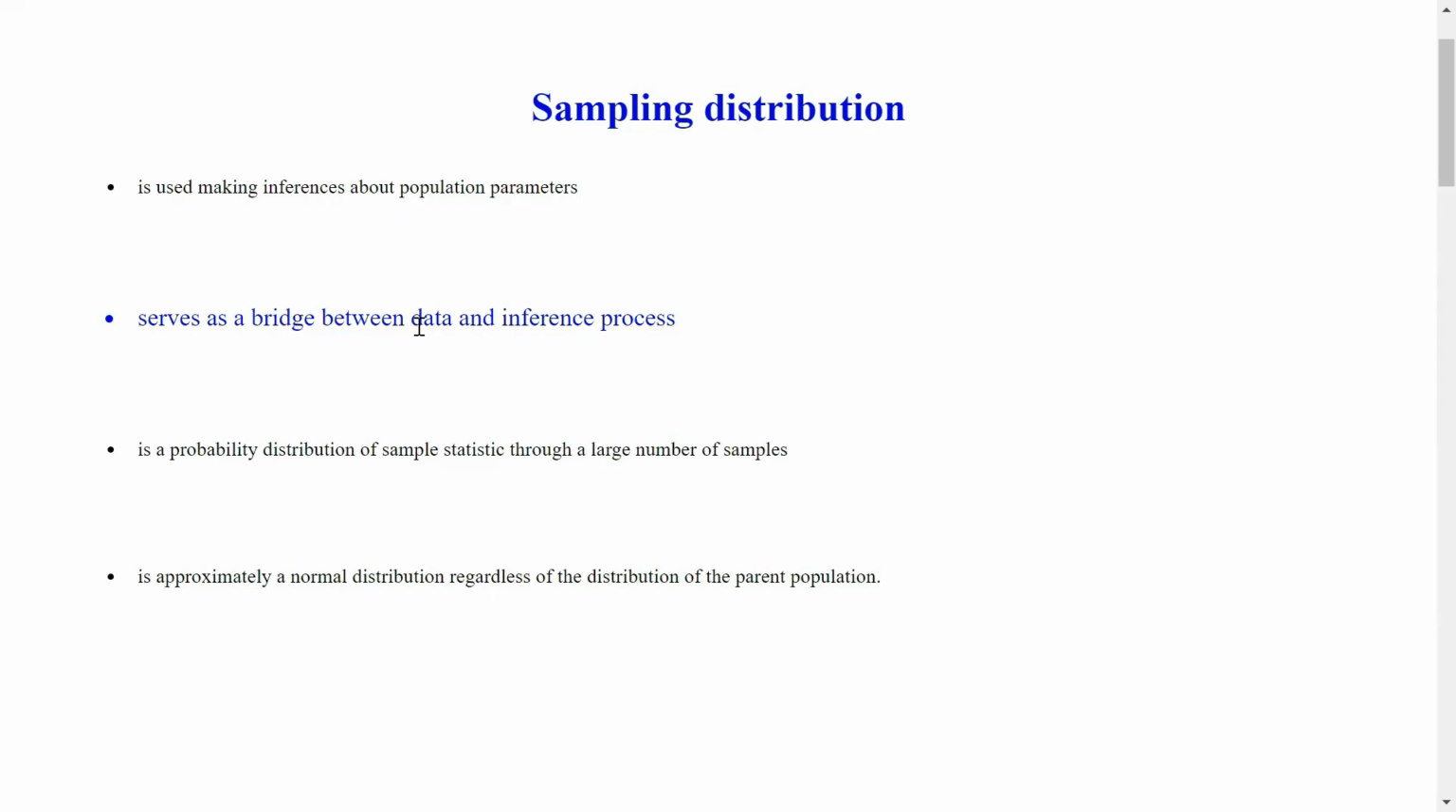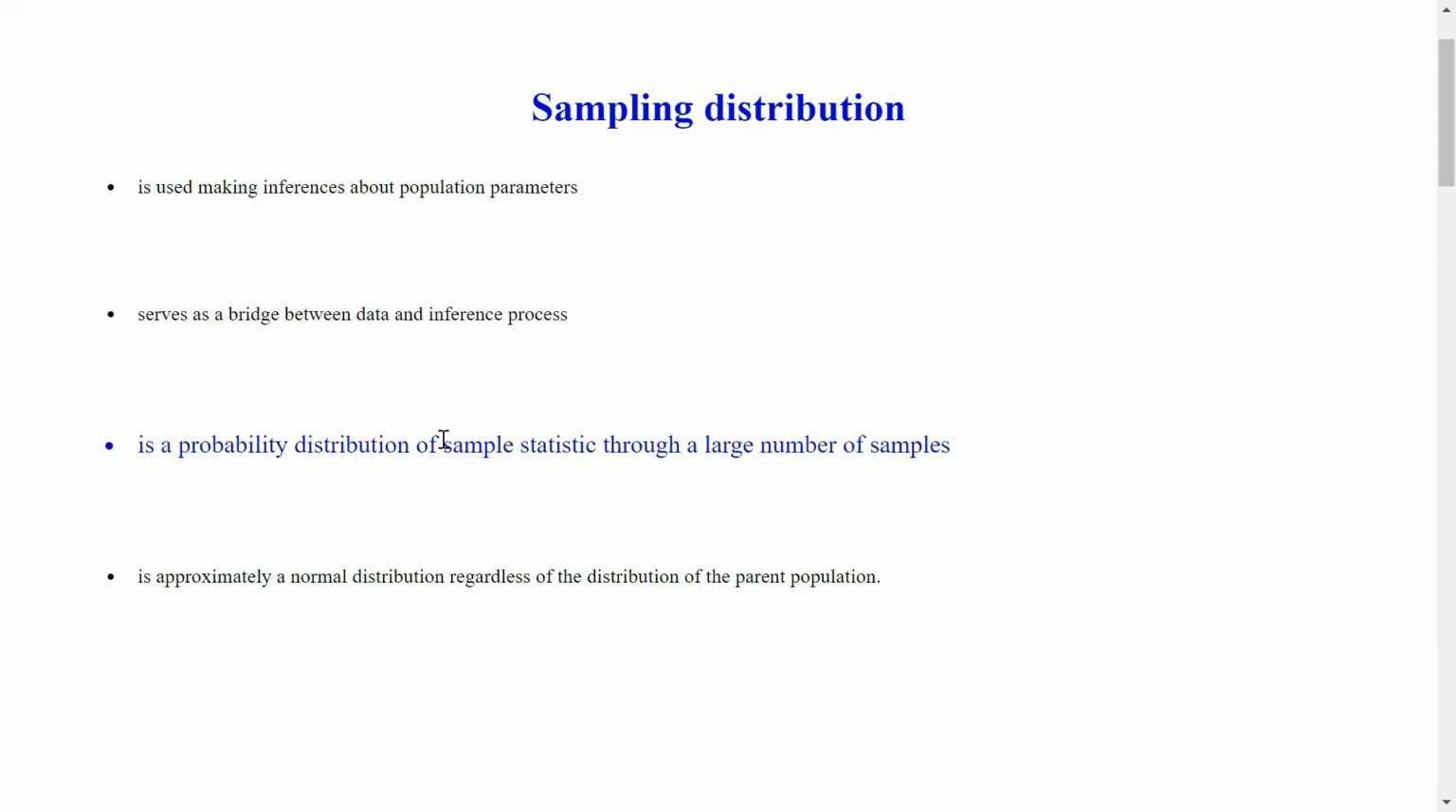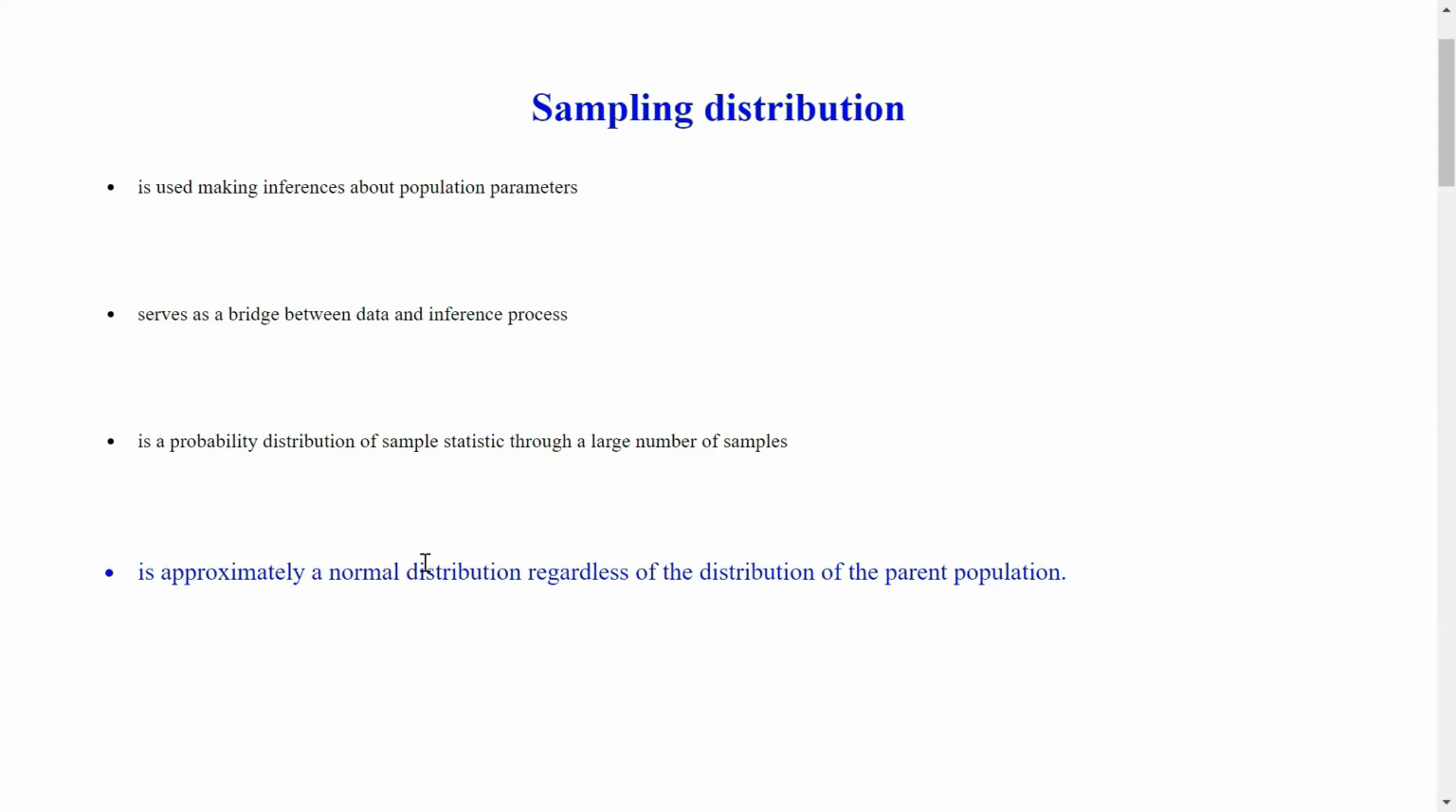Also, it serves as a bridge between the data we collect from a sample and the inferences that we want to draw about the entire population. As you know, a sample is a subset of population. A sampling distribution is a probability distribution of a statistic obtained through a large number of samples drawn from a specific population. It is believed that the shape of the sampling distribution of sample means will approach that of a normal distribution, regardless of the shape of the parent population distribution. The larger the sample size, the better the normal approximation.